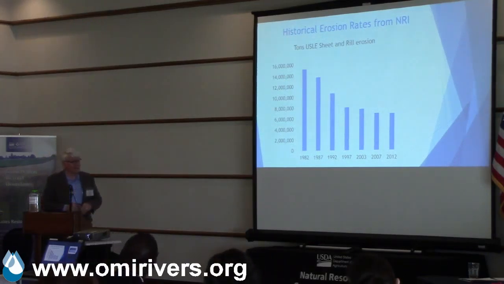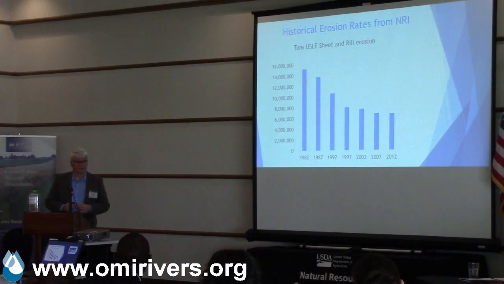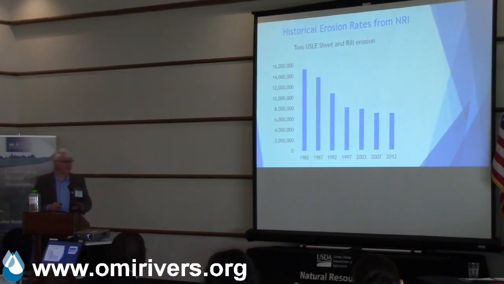Pretty significant back then. And look at how we've dropped that over that time period. That's an outstanding result, going from nearly 16 million to just a little over 6 million tons of sheet and rill erosion. That's getting down there pretty low, to about a ton and a half or less per acre per year.